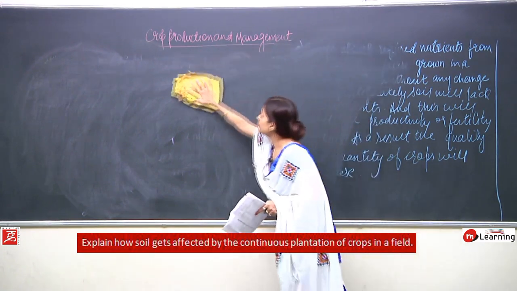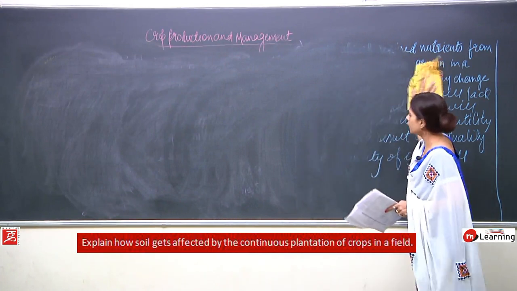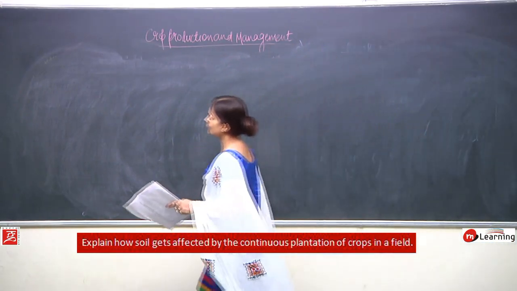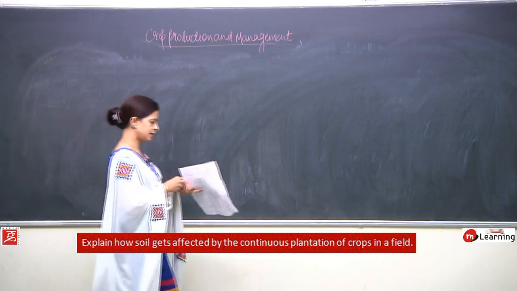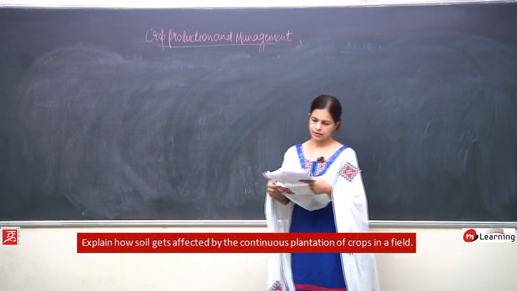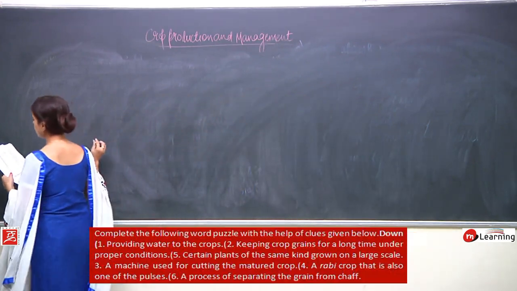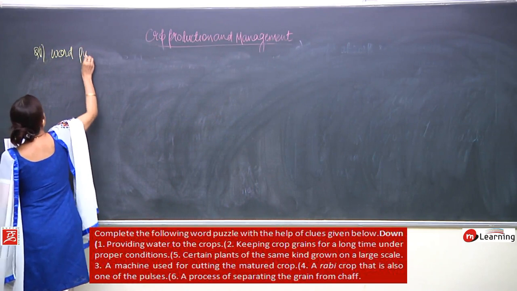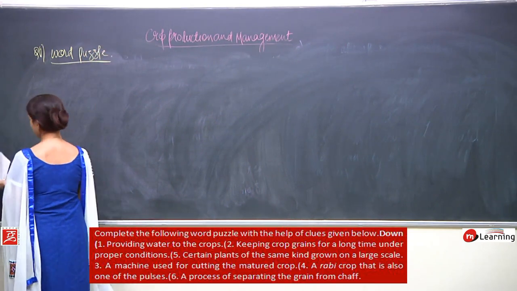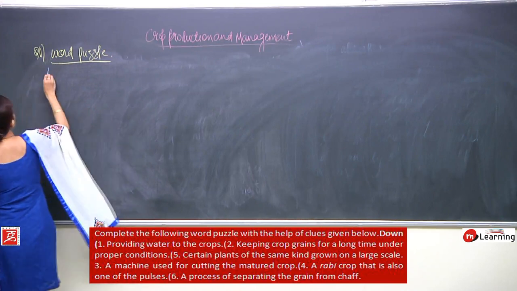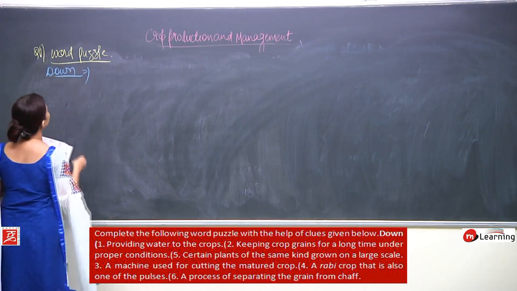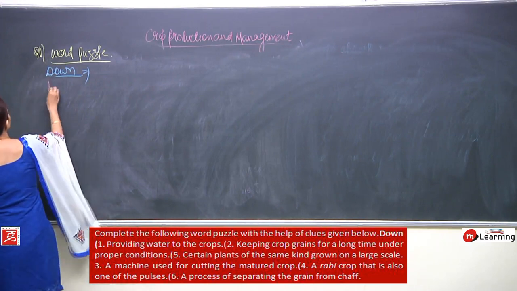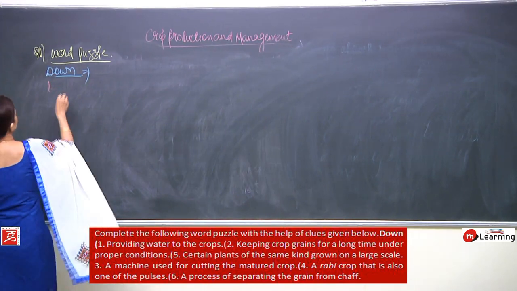First definition is giving water to the crops, and we all know that. What is that? Giving water to the crops is what? Just now we have discussed. So to give water to the crops is nothing but irrigation. Okay, so complete the following word puzzle. Question number 11, word puzzle. Okay, so I'm writing down one. I love this combination. See, it's looking so bright, yellow, then blue, and then pink. So down first, providing water to the crops is what? Irrigation.